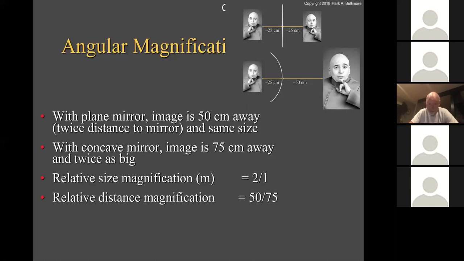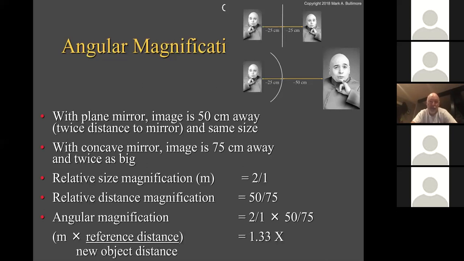So if something's further away, relative distance magnification is going to be less than 1. Here it's 50 over 75. That's just the ratio of the two distances. So when I combine those two, I've got 2 over 1 times 50 over 75. So that's the total angular magnification.